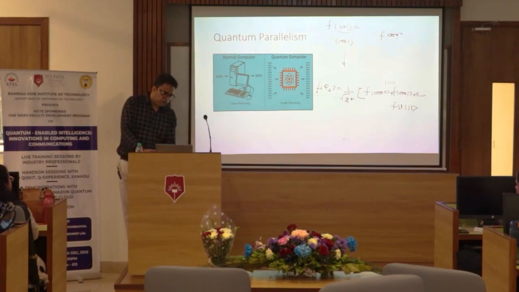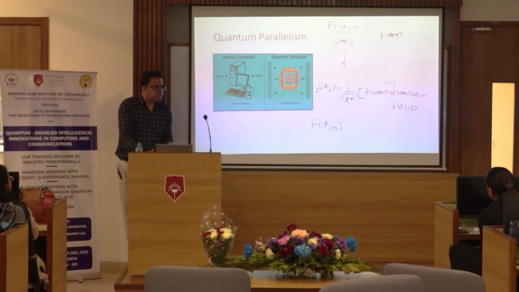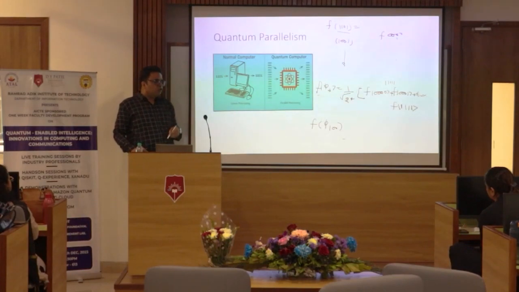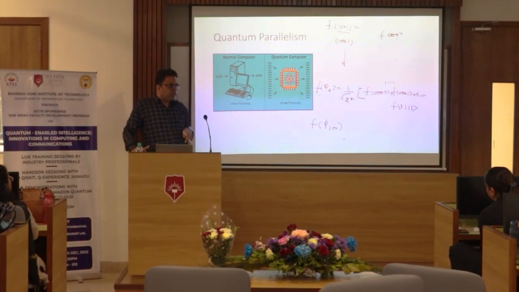Maybe if we have 100 qubits, then what can happen? We can have a 100-qubit system and create a superposition of them, and that way we can apply F. While this was next to impossible in classical because of the large state space, in quantum it's pretty easy. With only 100 qubits, compared to bits, you can do it. But there is a catch.